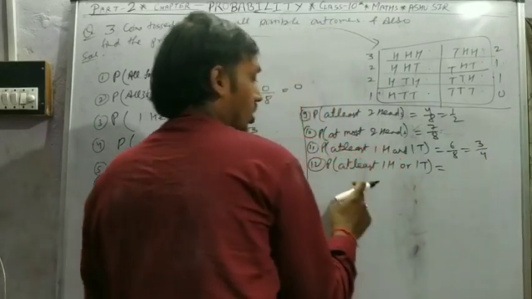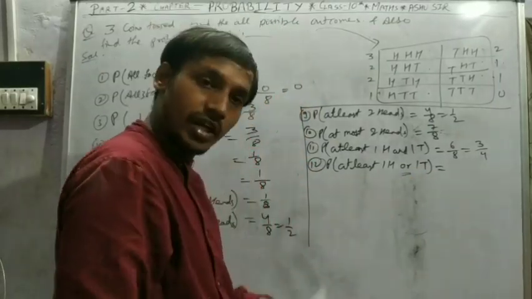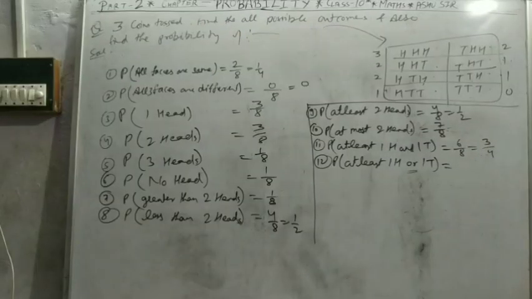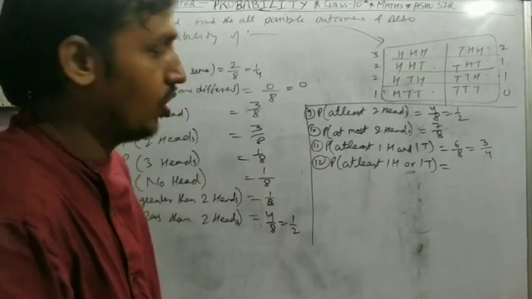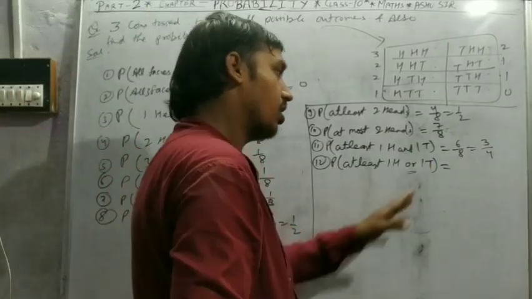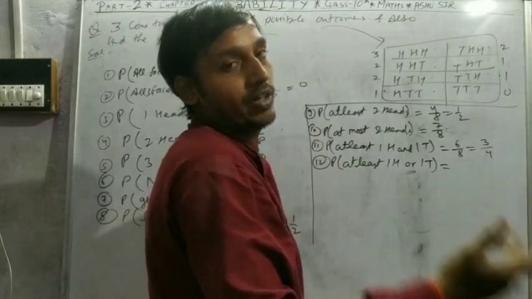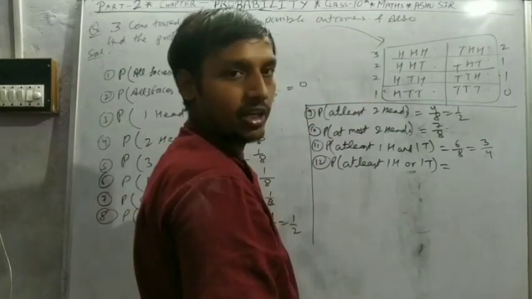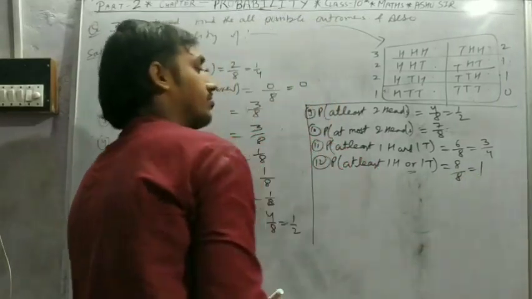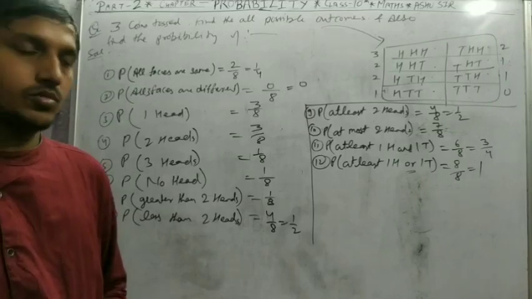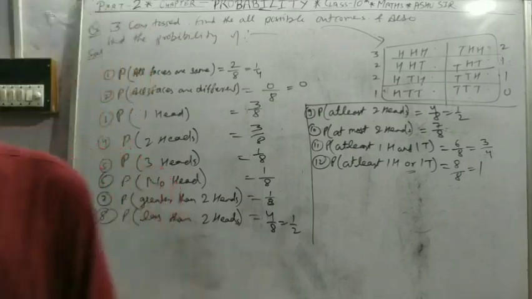3 by 4. 1 head or 1 tail means either 1 head, so counted. So probability of at least 1 head or 1 tail. "Or" means 1 head is countable, 1 tail also countable. So all outcomes having 1 head or 1 tail means out of these two any outcome occurs, so you can take it. So 8 by 8, that is 1. Okay. So pause the video and note down.